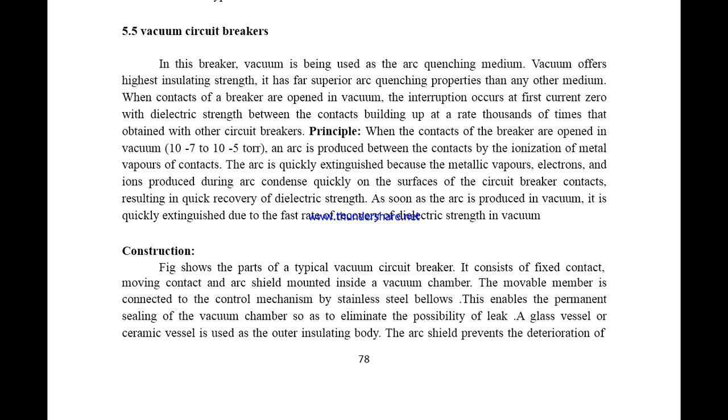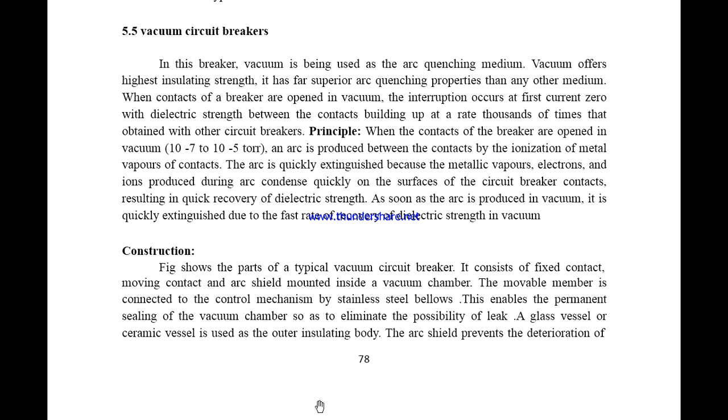When the contacts of the breaker are opened in vacuum of 10 to the power of minus 7 to 10 to the power of minus 5 torr, an arc is produced between the contacts by the ionization of the metal vapors of contacts. The arc is quickly quenched because the metallic vapors, electrons and ions produced during the arc condense quickly on the surfaces of the circuit breaker contacts, resulting in a quick recovery of dielectric strength. As soon as the arc is produced in vacuum, it is quickly extinguished due to the fast rate of recovery of dielectric strength in vacuum.